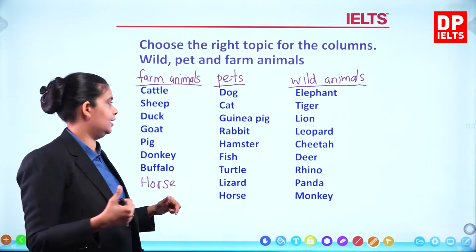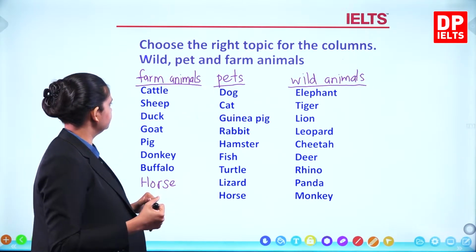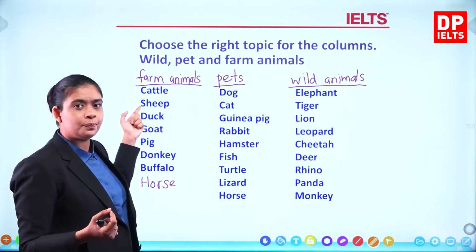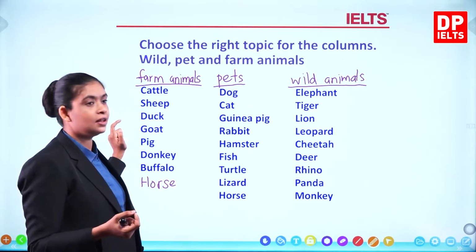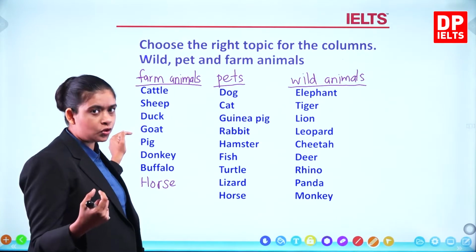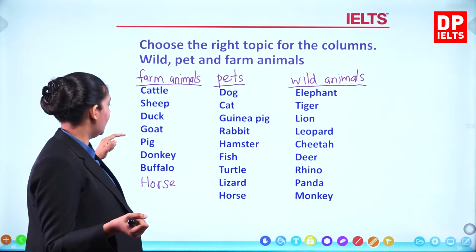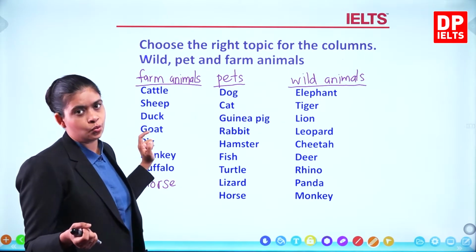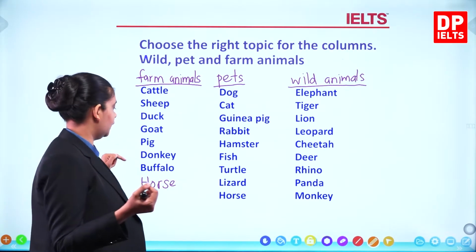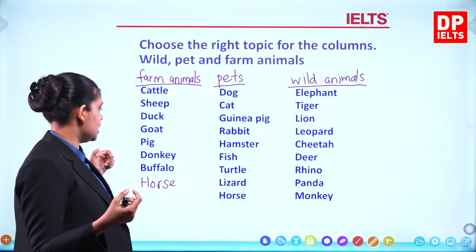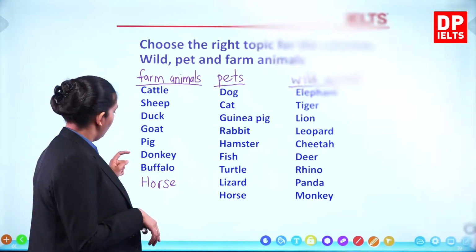Cattle, okay? Cattle. Sheep, battalo, okay? Duck, Tarawa. Goat, Elua. Pig is Ura. Donkey is Burua, okay? Buffalo is Miharak.